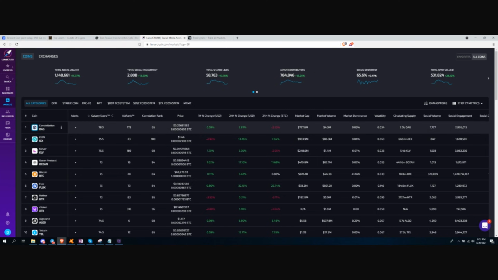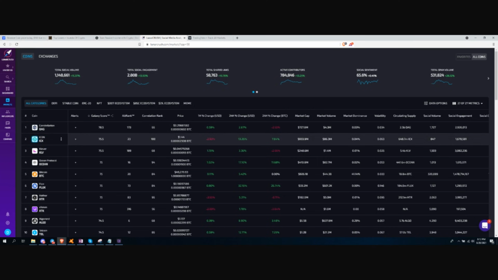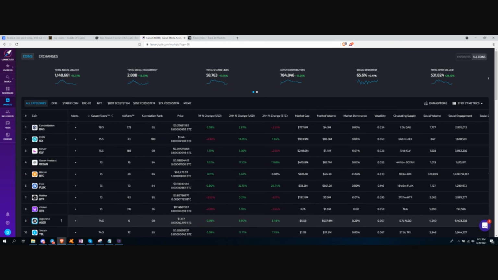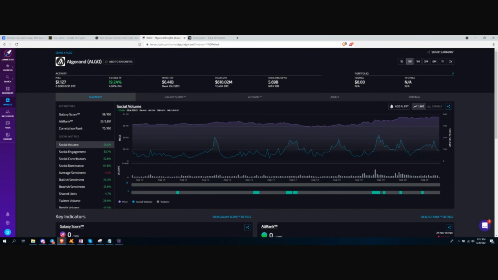So, for example, one coin that I see on this list is Algorand. I think it's in the top 100 coins, and it's in this list right now. Let's go ahead and take a look at it, because this ranking is based on popularity at the moment. So we're looking at Algorand.